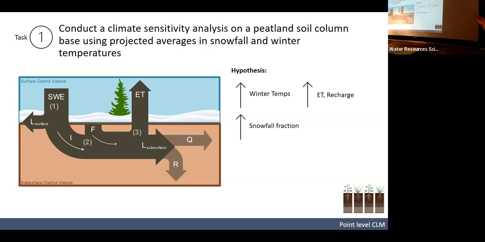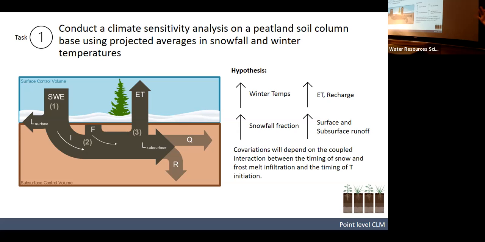And generally what we anticipate is that as we increase winter temperatures, we'll see higher amounts of ET, mostly due to the evaporative component, and recharge. And as we increase snowfall, we expect that our total runoff will increase in the form of both components. And we'll also co-vary these. So we will also run some scenarios where we increase winter temperatures and decrease snowfall fraction, and vice versa.